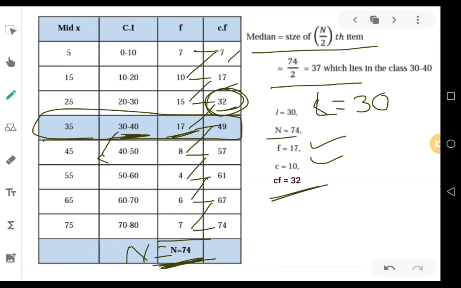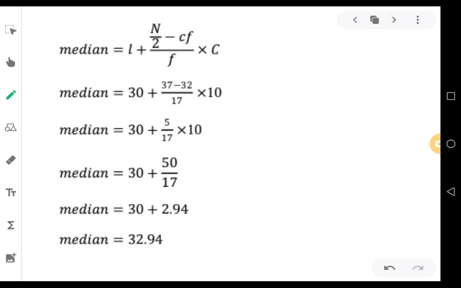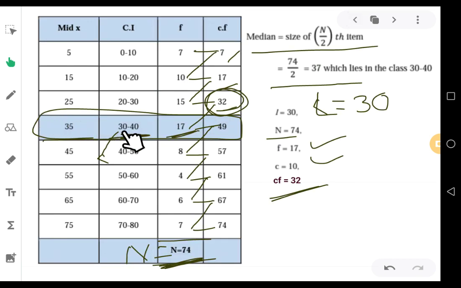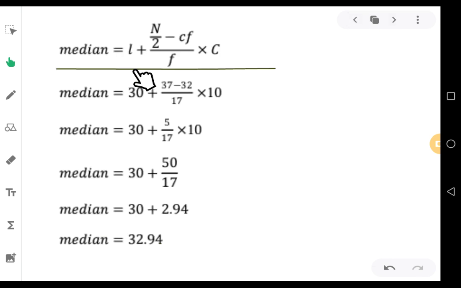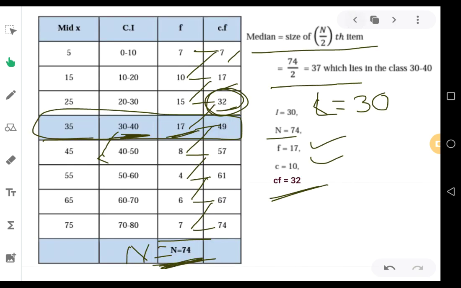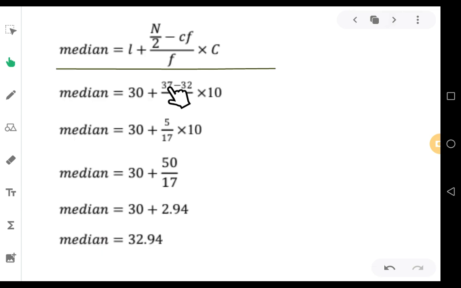So when you have all this data, you can just apply the formula for median. Median is equal to L plus n by 2 minus CF by F into C. L is the lower limit of median class. Median class lower limit, that is 30. So you have taken 30. Then n by 2 is 74 by 2, that is 37. So 37 we have taken.